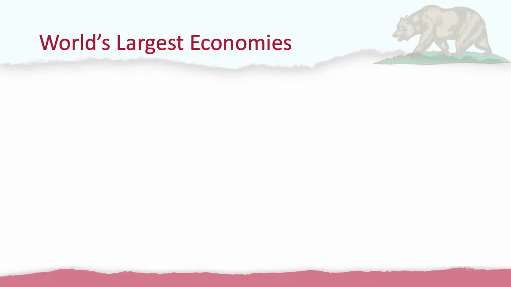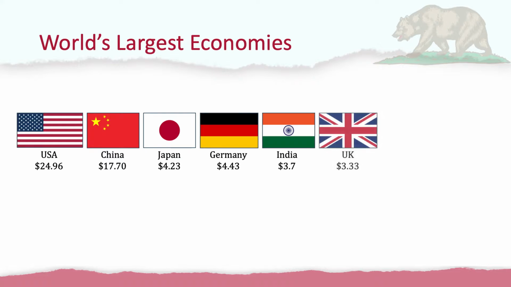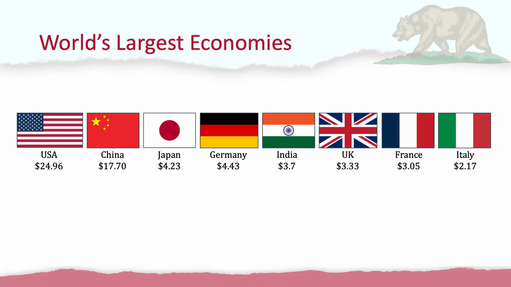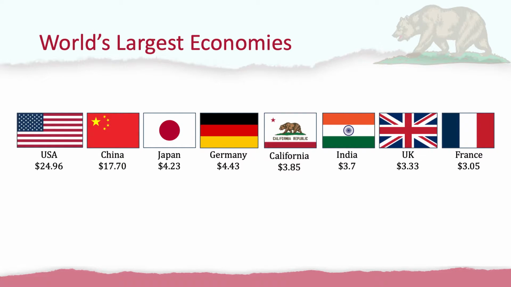Another way to really comprehend the size of California's economy is to place it in the scope of the world's largest economies. At the national level, the United States has the world's largest economy with a total GDP of just under $25 trillion. China places second with a total GDP of about $17.7 trillion, with Japan, Germany, India, the United Kingdom, France, and Italy rounding out the top 8. But if California were placed in this ranking, it would displace India as the world's 5th largest economy, knocking Italy out of the top 8 altogether.